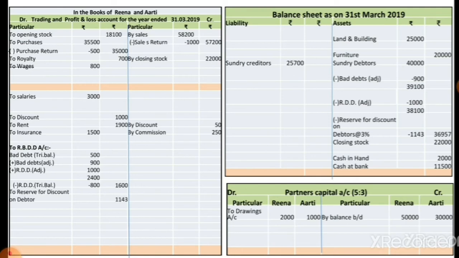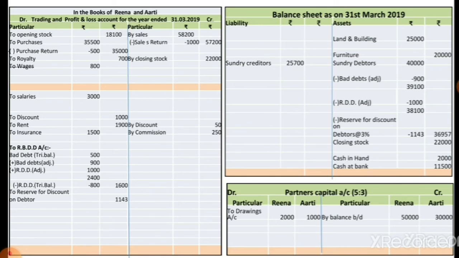Okay, so students, the second effect of this reserve for discount on debtors is recorded on the profit and loss account debit side. So we post in the profit and loss account debit side as reserve for discount on debtors, and in the outer column you can record 1143. So students, both the effects of this we recorded.